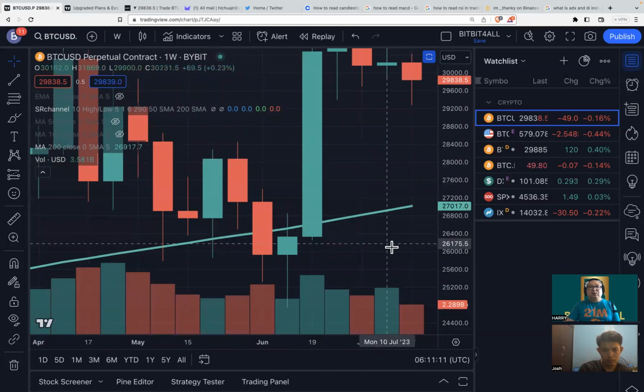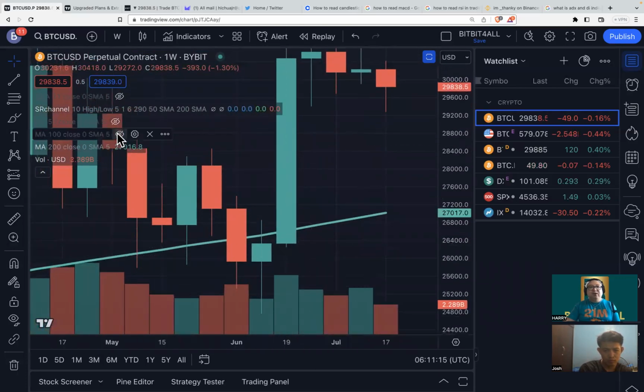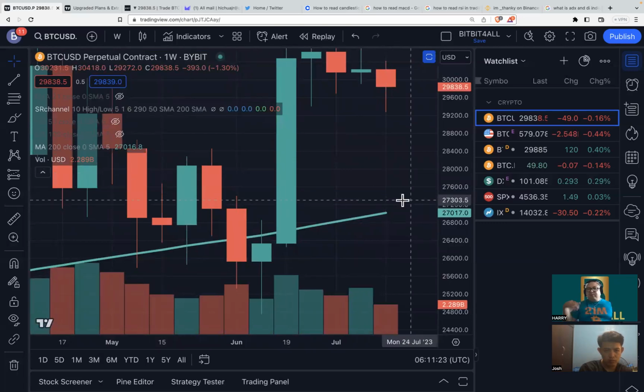So, ito yung 200 week moving average. Okay? So, ito, the blue one. So, that's my 200 week moving average. Basic muna tayo. Kasi lahat naman ng prices is based on movement, 'di ba?